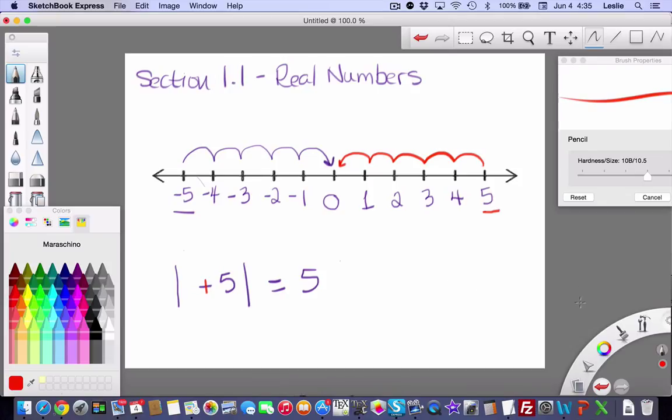Perhaps the biggest takeaway here is that the absolute value of a number is the distance from 0, and distances can't be negative. So whenever you see absolute value bars, in order to evaluate what's inside, one thing that must always happen is that the answer must be a positive number.